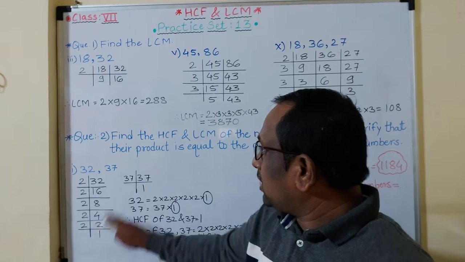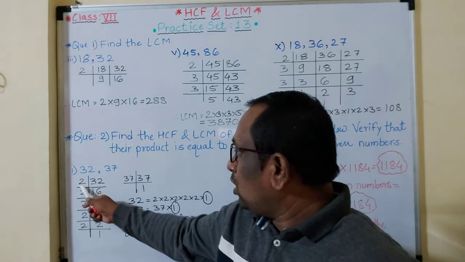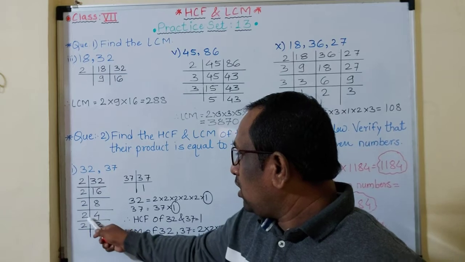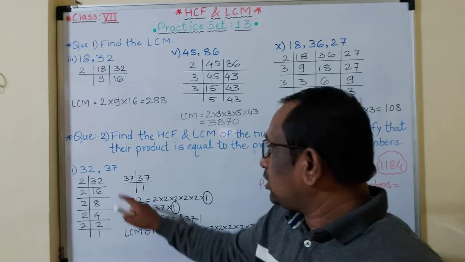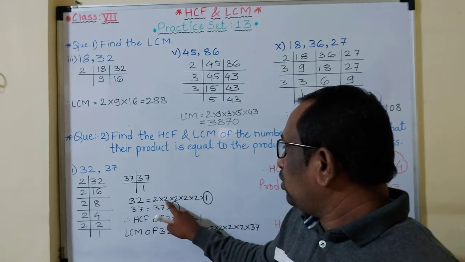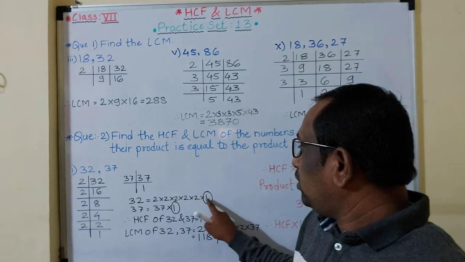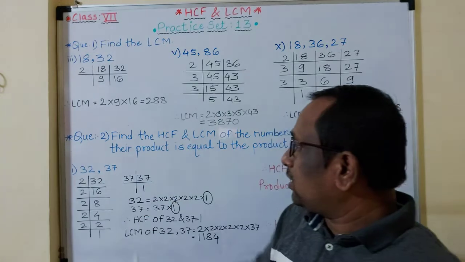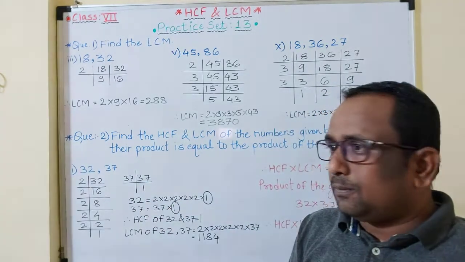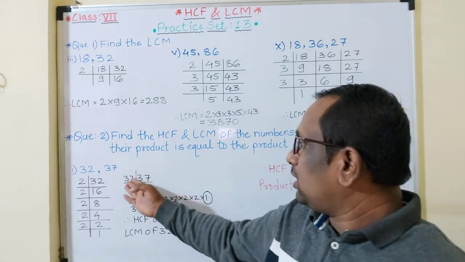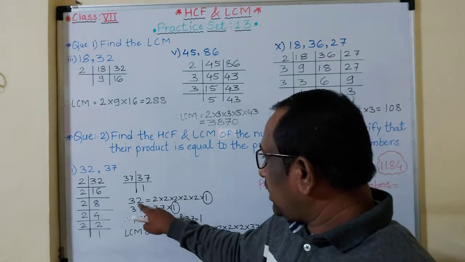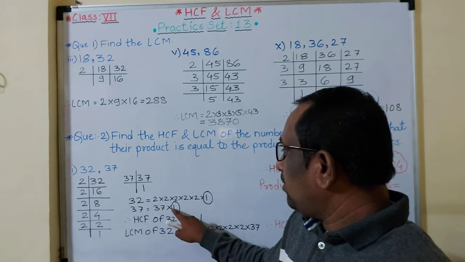I find out the factors separately here. 32. 2 16s are, then 2 8s are, 2 4s are, here 2 2s are. So the factors of 32, 2 into 2 into 2 into 2 into 2 into 1. Okay. Now 37's factor. 37 is a prime number that is not divisible, so 37 1s are 37. So I write here the factor of 37 multiplied by 1.